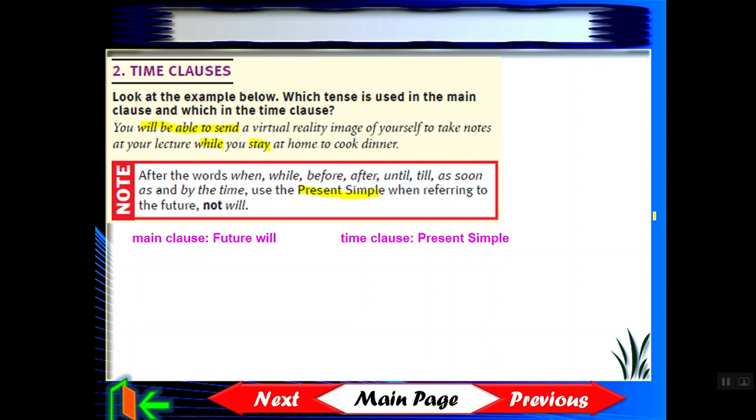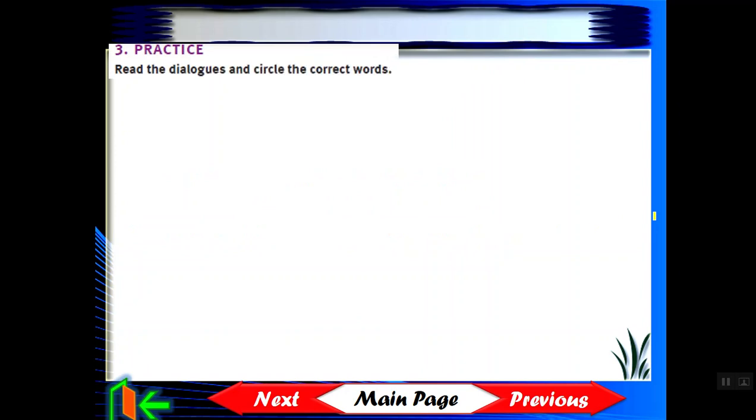Okay, we have an exercise. We want to do it together, which is number 3.